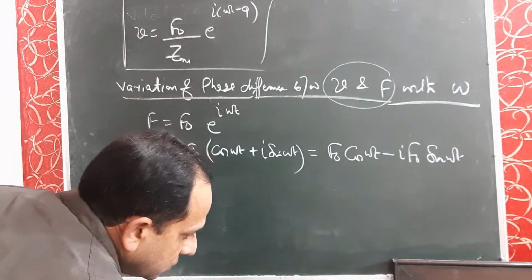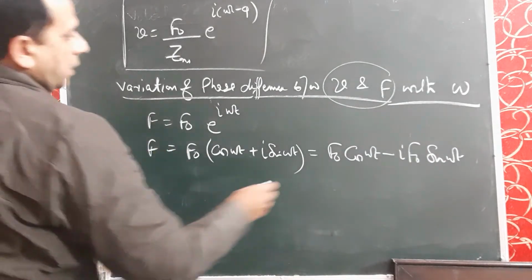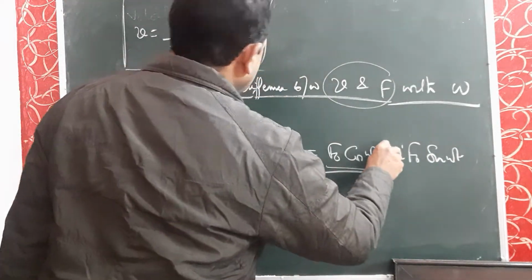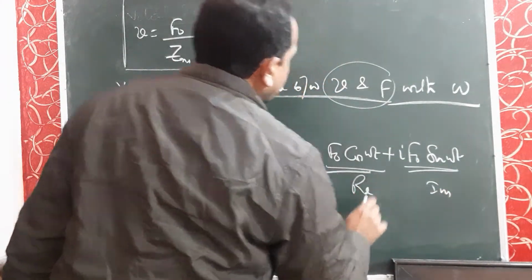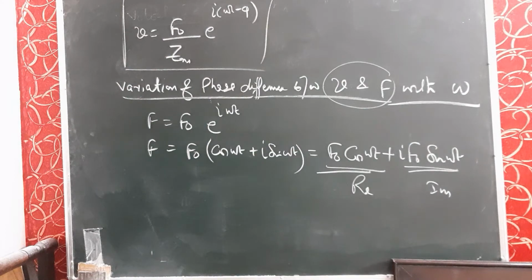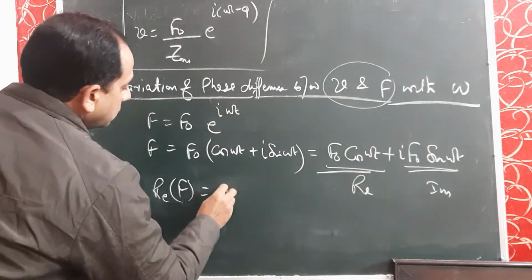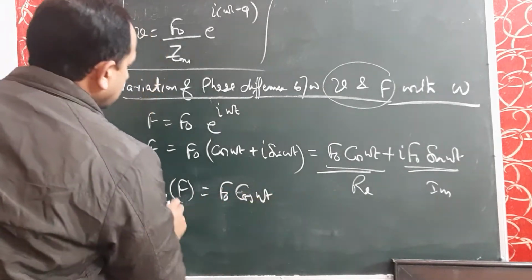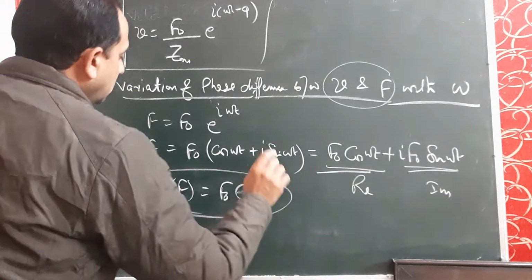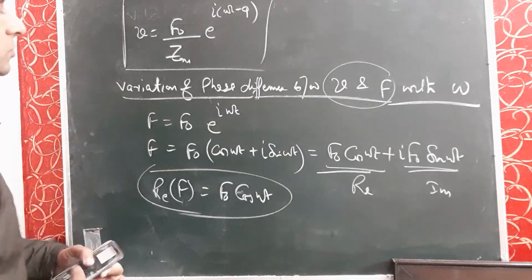You know that this is the equation for force, and this one is a real part and the second one is imaginary part. We already studied. So we will consider only a real part. So real part of force is F naught cos of omega t. Now we will compare this real part of force with the real part of velocity.